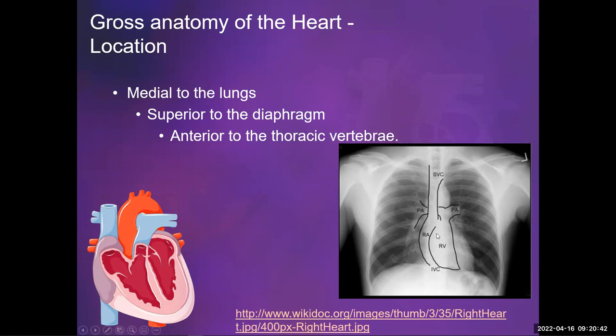Another way to know where the left side is on a chest x-ray is to look for the heart and the apex of the heart. The heart always points to the left. Whenever you see a cloudiness in the middle, that's where the heart is. The majority of the cloudiness is on this side because the apex of the heart is down here. So, you know, there's the left side.